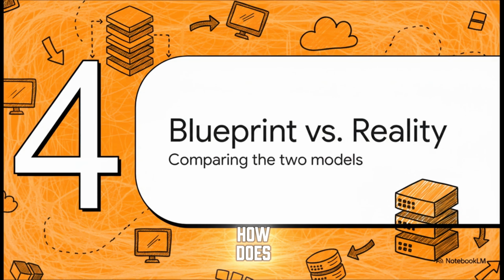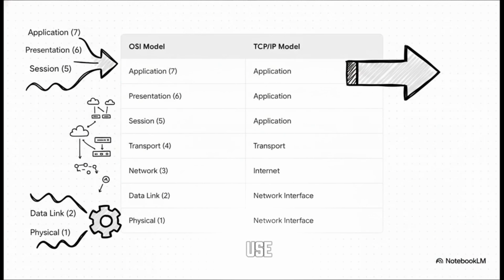So, how does that beautiful 7-layer blueprint match up with the 4-layer reality that we actually use? Well, this chart makes it super clear. You can see how the TCP/IP model basically just combines a few layers. The top 3 OSI layers, application, presentation, and session, they all get squished together into one big application layer in TCP/IP. And down at the bottom, the physical and data link layers are merged into the network interface layer. It's just a more streamlined, practical approach.